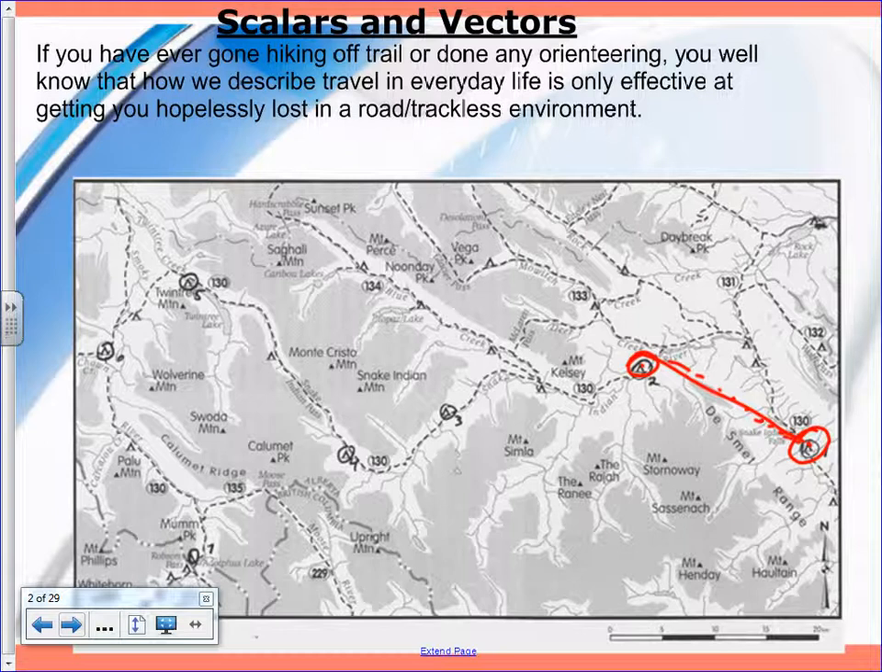So you need a vector description. What angle or what direction do I need to head the plane in? And then how far do I need to go in that direction? You need a vector description. Okay, if you're sailing on the ocean, same thing. There's no roads to follow. You need vector descriptions. How far and in what direction do I need to go? All right. So they both have their uses.